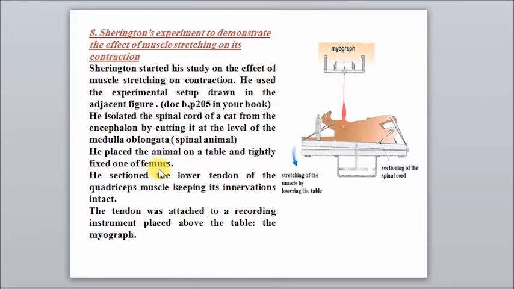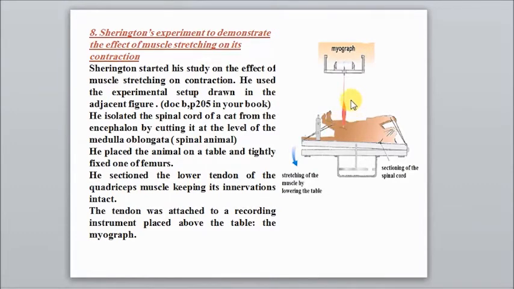The femur, as you would recall, is the bone of the thigh. Next, he sectioned the lower tendon, the structure that connects the muscle to the bone. So he sectioned the lower tendon of the quadricep muscle, the muscle that we have talked about previously, the extensor muscle. And he kept the innervation intact. The meaning of innervation, the nervous circuit, intact, that is not damaged.